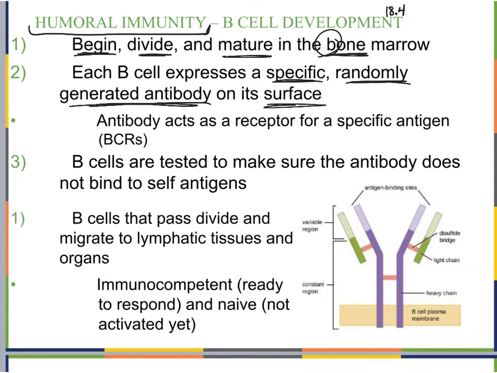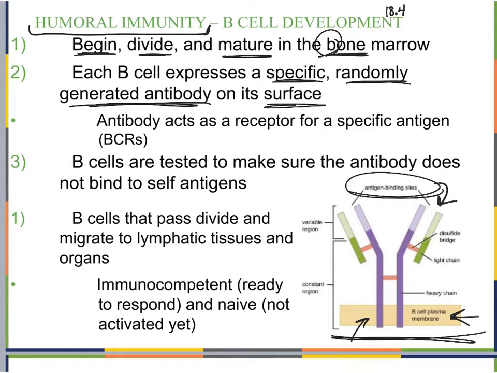So just like we saw with the T cells, where the T cells go to the thymus, and then they are given this randomly generated receptor, a B cell also is given a randomly generated receptor. In this case, it's called an antibody, though, because remember we had those antibodies that are embedded in the plasma membrane. Just like you can see in this image over here. Here's our B cell plasma membrane. Here's the antibody that's embedded in it, and then we have our antigen binding sites.